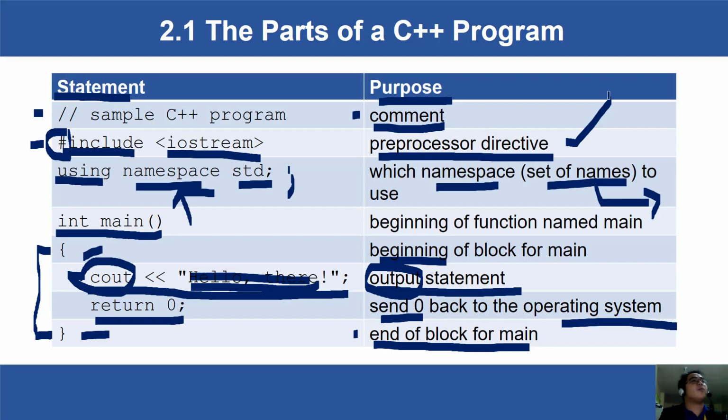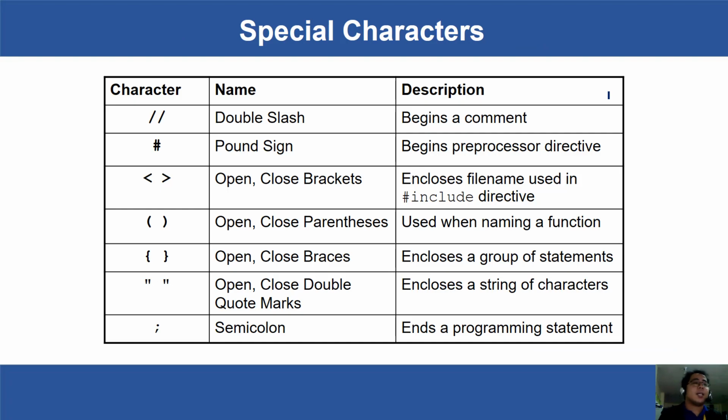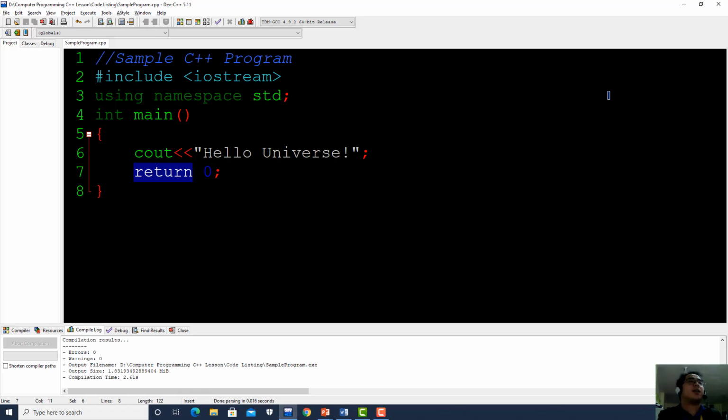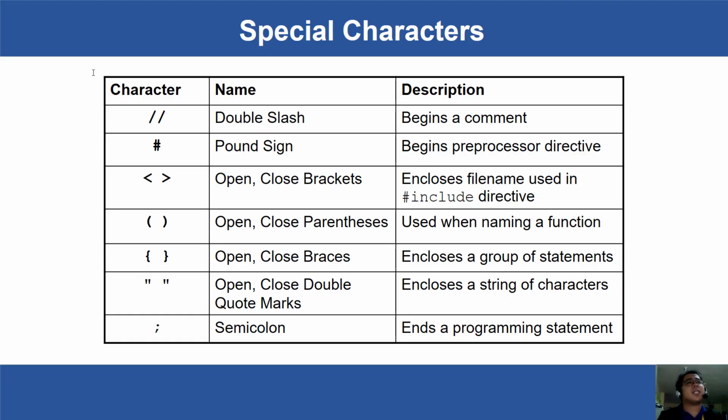Okay? So, ano pa ang mga nakikita nyo din sa ating program? So, meron tayo ditong angle brackets. We have, anong tawag dito? The parentheses, and we have the braces and the hashtag. Para saan ba yan? Ang tawag kasi natin dyan is the special characters.